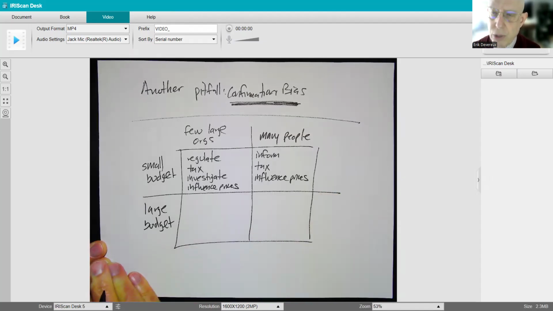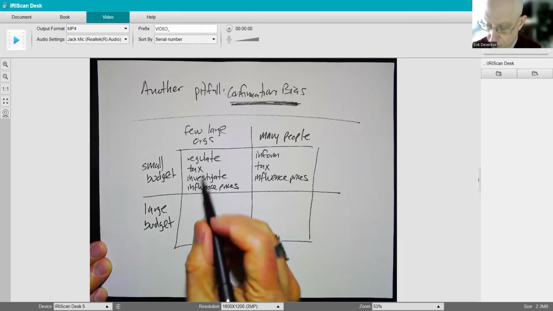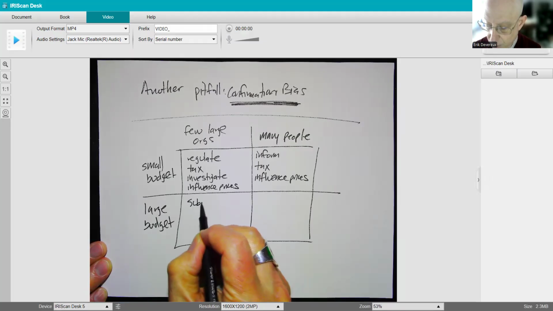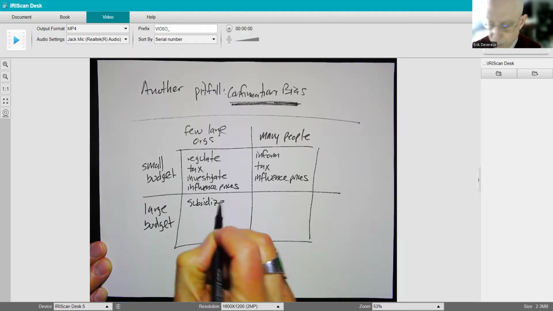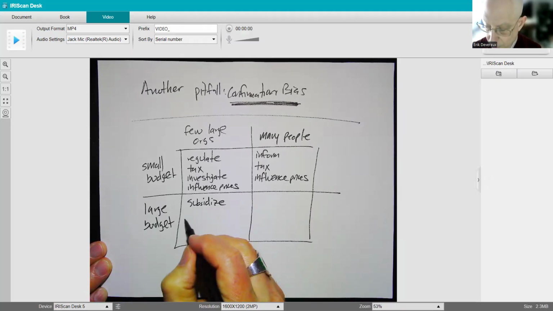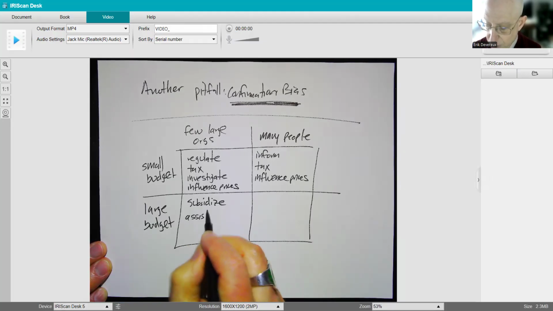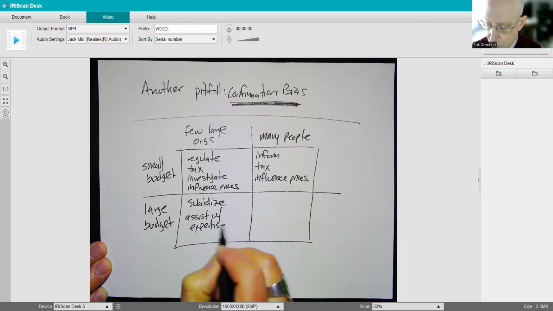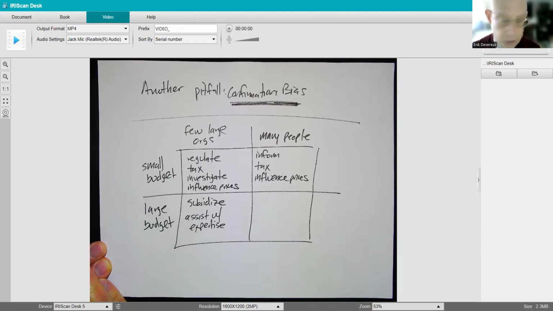So often what we do in trying to influence many people with a small budget, we impose taxes and we influence prices to make it more expensive to engage in negative behaviors that we're trying to discourage, or to subsidize positive behaviors that we're trying to encourage. If you have a large budget and few organizations, we often subsidize them. We find a way to use a subsidy, or we may assist with direct expertise, which also requires a large budget because it may need a group of personnel to do that.